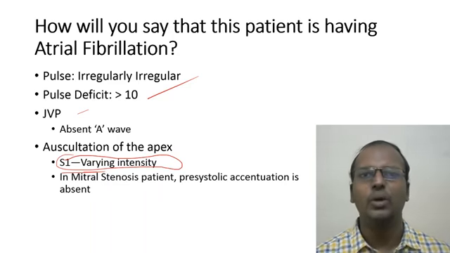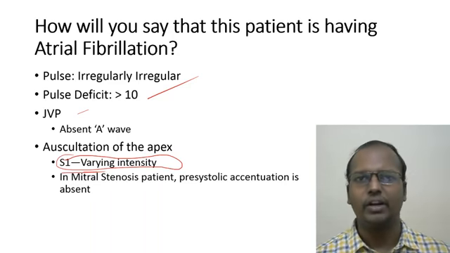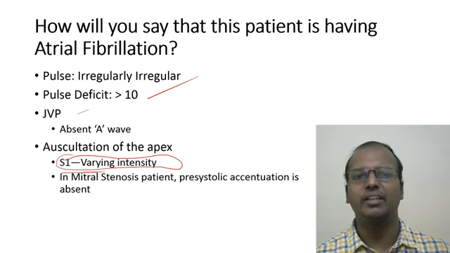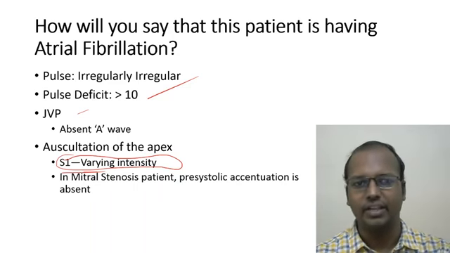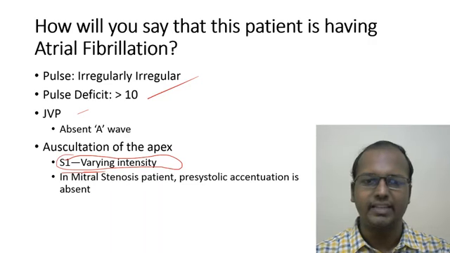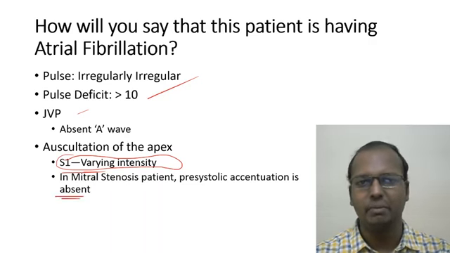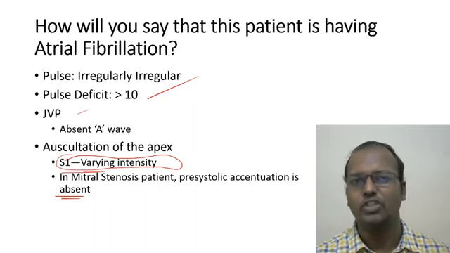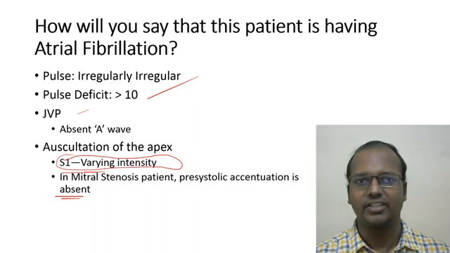So that will cause an S1 of variable intensity. S1 is basically caused by the closure of the atrioventricular valves, and this will be of variable intensity in a patient with atrial fibrillation. Suppose that patient is having mitral stenosis, then the presystolic accentuation will be absent. We remember that in mitral stenosis there will be a loud S1, and then after the S2 there will be an opening snap, mid-diastolic murmur with the presystolic accentuation, which is contributed by your atrial contraction.